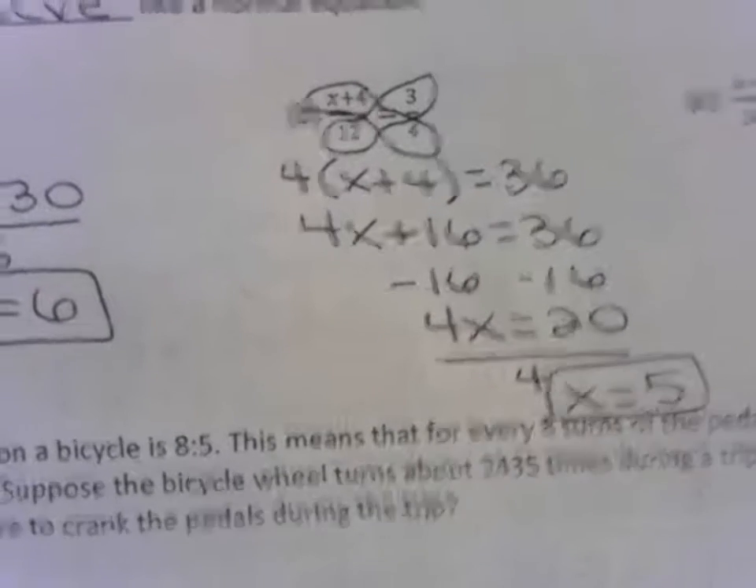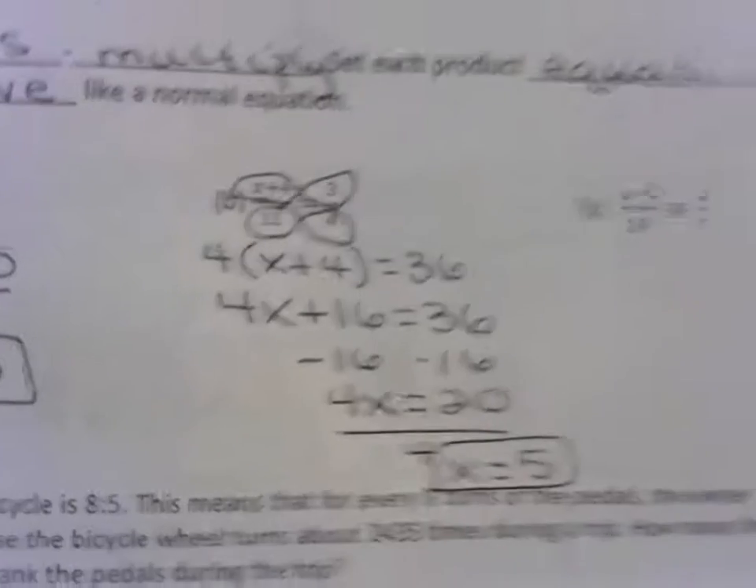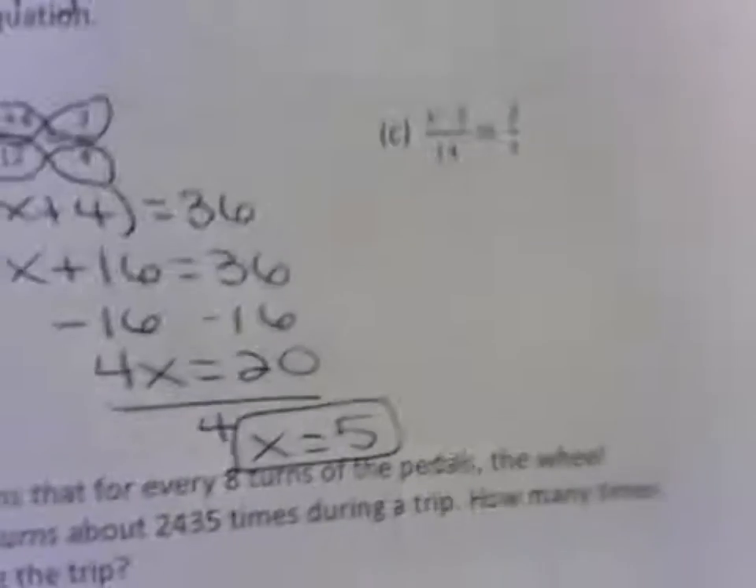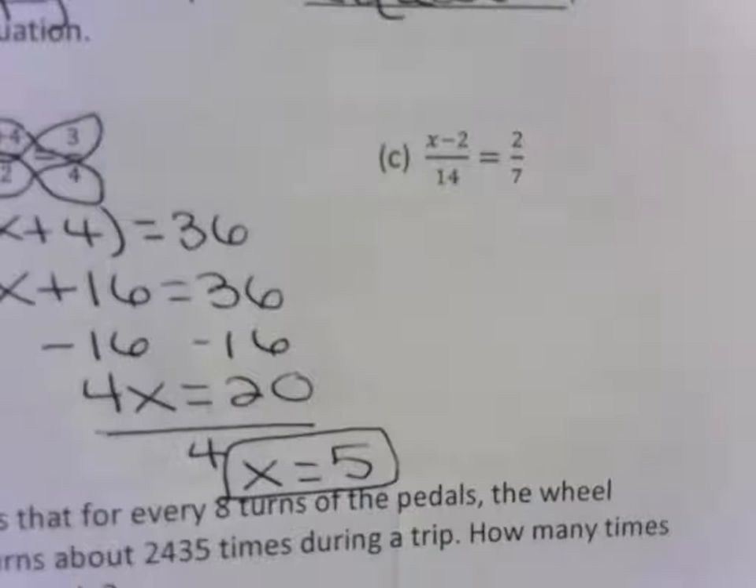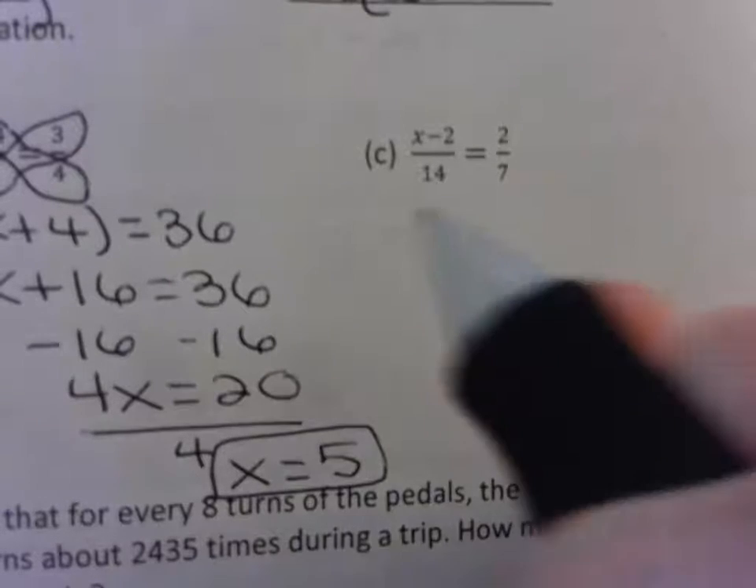Any questions so far? Okay, let's look at C. Just a couple more examples. We're not taking many notes today. Let's look at C. If I set up my cross product, this is a proportion. It's a fraction equal to a fraction. So let's set up my cross product. If I set up my cross product, it's going to look like what?